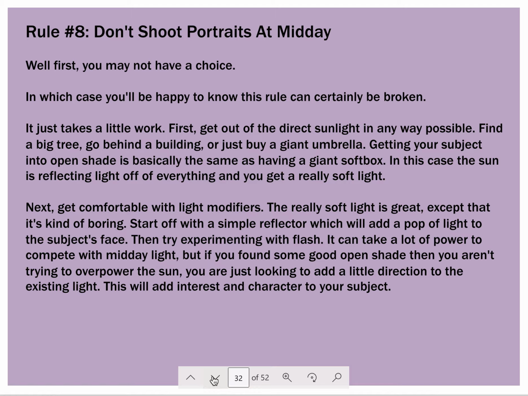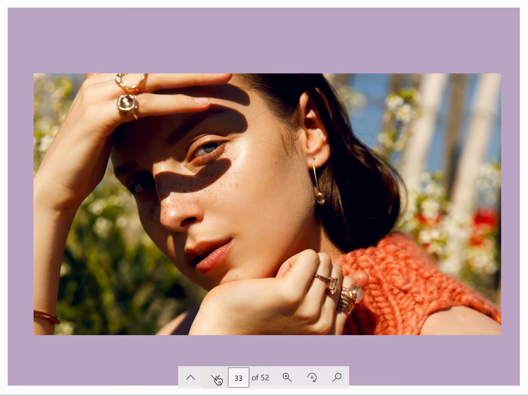Okay, so we have talked about not shooting portraits at midday, but we've also talked about what to do if you have to. And so you may not have a choice. And so obviously you know by now that this is definitely a rule to break. Okay? And there are great ways to do that.